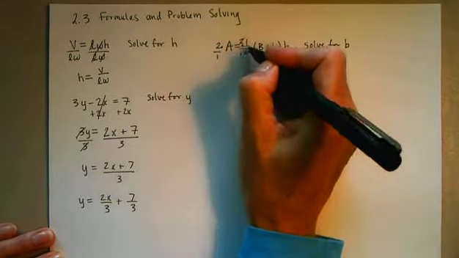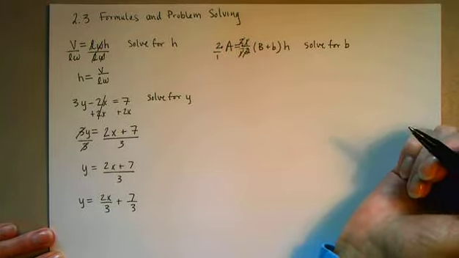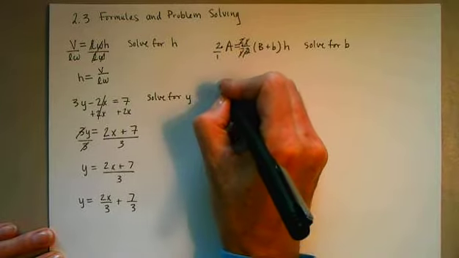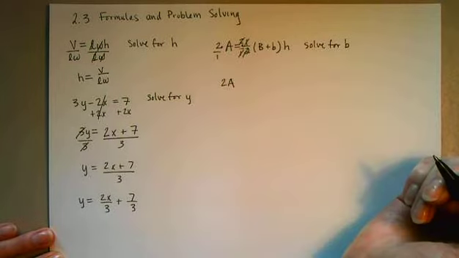So 2 divided by 2 is 1, and it's gone. And 1 divided by 1 is 1, so it's gone. Or you can leave the 1 there, that's fine. So I have 2 times a, and you can write it over 1, but we know that doesn't change it, so I'll just write 2a.